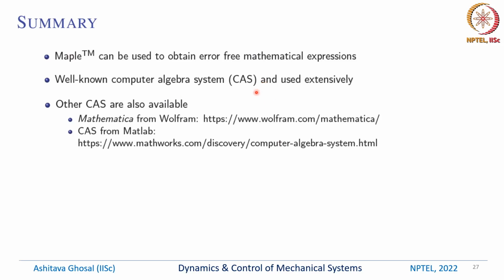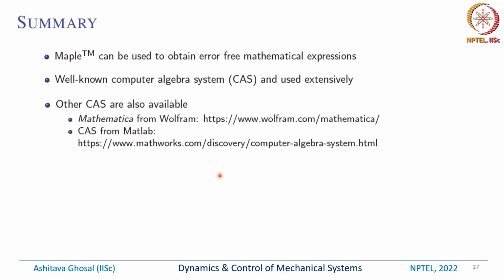So what I have shown you is one of the computer algebra systems which is well known, Maple. It is used reasonably extensively. There are other computer algebra systems which are also available. There is another very well known CAS which is called Mathematica. It is available from a company called Wolfram. If you are interested in Mathematica, please go to this website, wolfram.com/Mathematica. MATLAB also gives you its own computer algebra system.